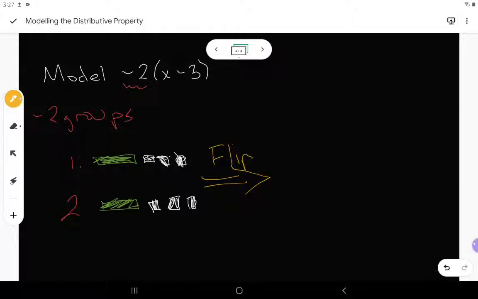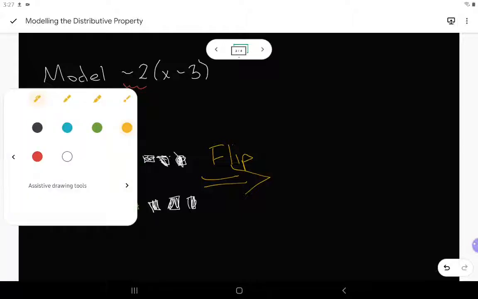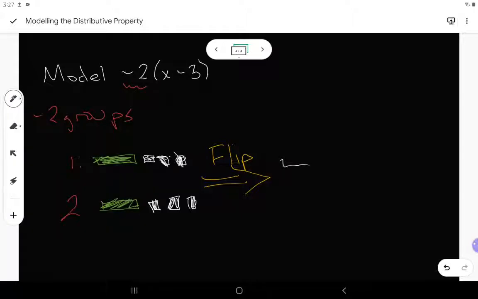So if you think of what we've done with the other models, is we've always taken our X and we've flipped it from one color to the other color. And then we have to flip the other side equally. So we're going to draw out 2 groups, but then we have to flip our groups. And so if you had these tiles sitting in your classroom and we were playing with them, I would tell you to physically flip over your rectangles from their green side to their white side, because the negative sign tells us to flip our sign or change our sign to its opposite.